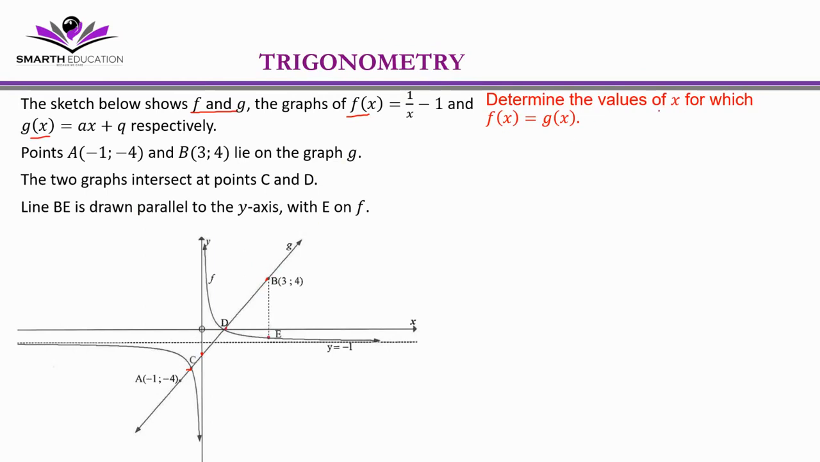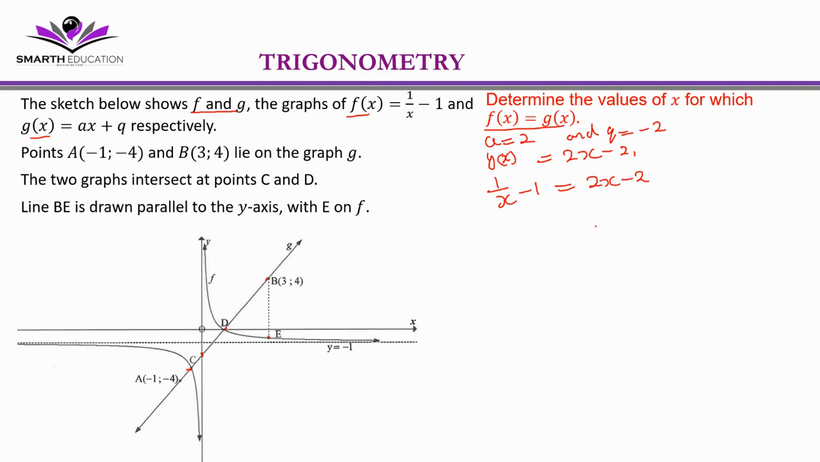Determine the values of x for which f of x is equal to g of x. So actually here we're finding the x coordinates of the points of intersection, which are the x coordinates of C and D. Remember in the previous question, we found that a is equal to 2 and q is equal to -2. So it means g of x is actually 2x minus 2. Right, so we're solving this by equating f of x, which is 1 over x minus 1, to g of x, which is 2x minus 2.